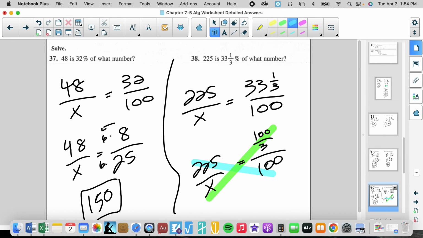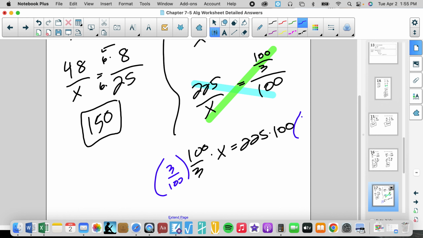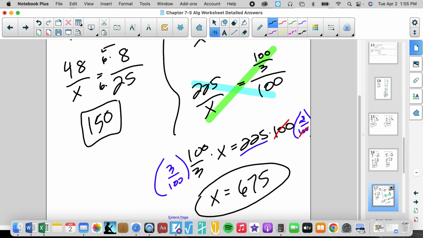Cross product, cross product. And that'll make some interesting numbers. So we get 100 over 3 times x equals 225 times 100. We're going to multiply by the reciprocal, which is 3 over 100, and we see what happened. This gives us x. This 100 in the denominator is going to cancel with the 100 in the numerator, and we're left with 225 times 3, which is 675. Pretty sure that's our answer.